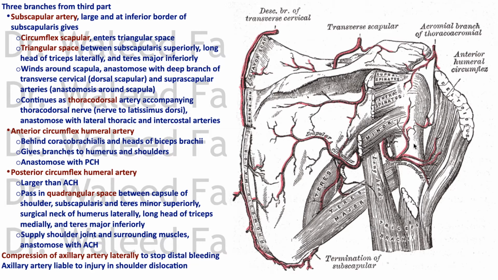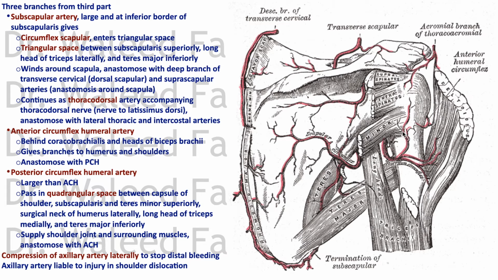It passes in the quadrangular space between the capsule of shoulder, subscapularis and teres minor above, below the teres major. Laterally is the surgical neck of the humerus, and medially is the long head of triceps. This is the quadrangular space. You should know the boundaries of the quadrangular and the triangular spaces. It supplies the shoulder joint and the surrounding muscles, and anastomoses with the anterior circumflex humeral artery.